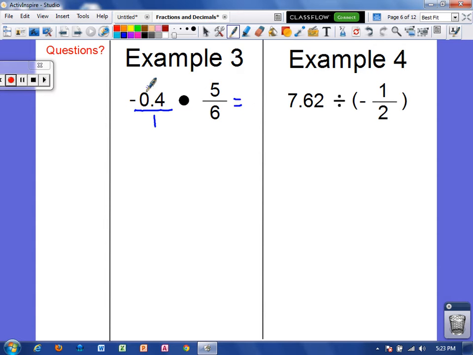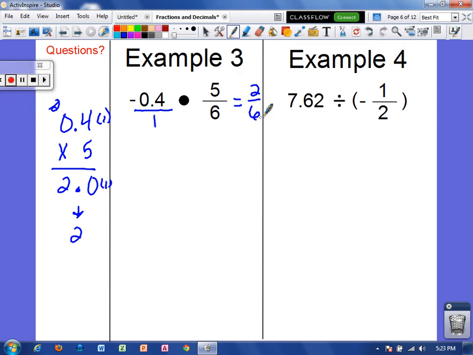So I want to multiply the numerators. So I have 0.4 times 5, and I'm going to work that out over here. 4 times 5 is 20, carry the 2. 0 times 5 is 0, plus 2 is 2. I have 1 decimal place here, and none here. I must have 1 in my answer. So that just equals 2.0, which is 2. So this product would be 2, and then the denominators would be 1 times 6, which is 6.